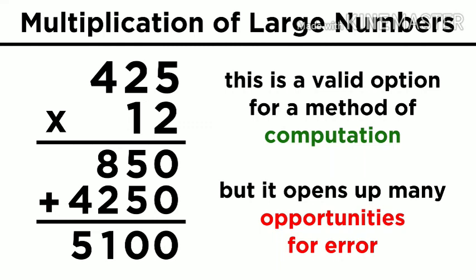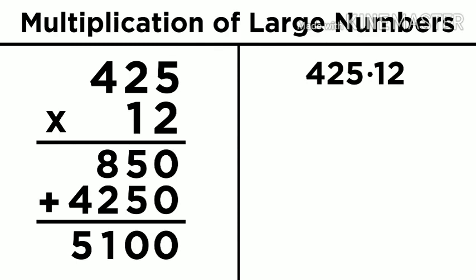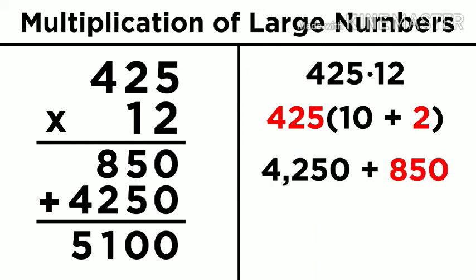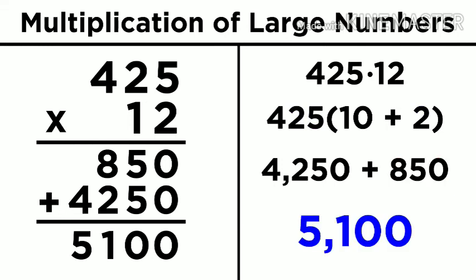the distributive property. Instead of 425 times 12, let's do 425 times (10 plus 2). When multiplying by 10, we just add a 0, so that's 4,250. Then we multiply by 2. 400 times 2 is 800, and 25 times 2 is 50, so that's 850. Add them together, and we get our answer.